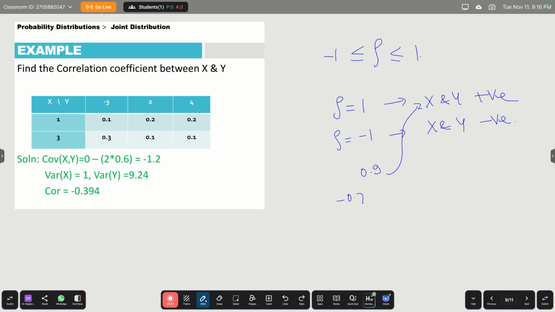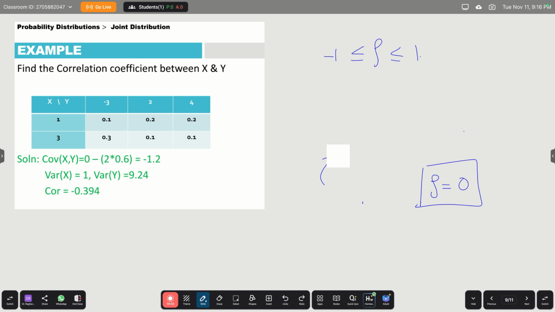Minus 0.7 means that x and y are negatively correlated. And if the rho value is 0, then it means that there is no correlation between x and y. Okay. So now let us solve one problem and see how to calculate the correlation coefficient.